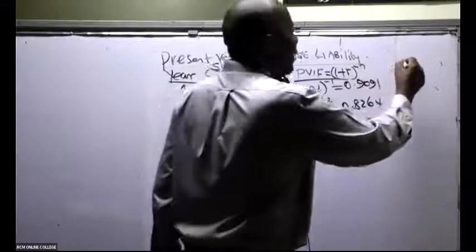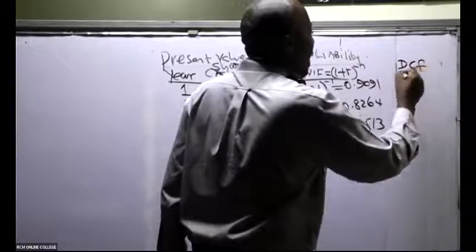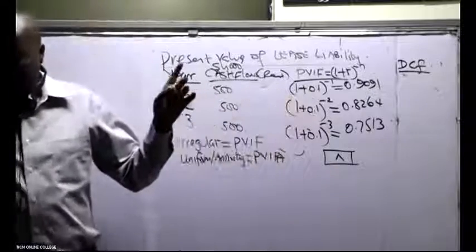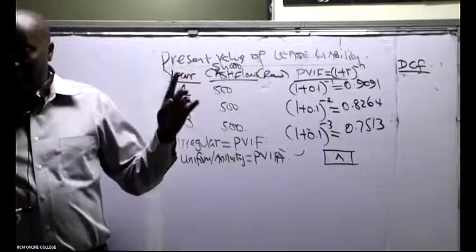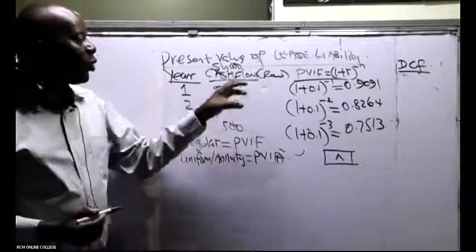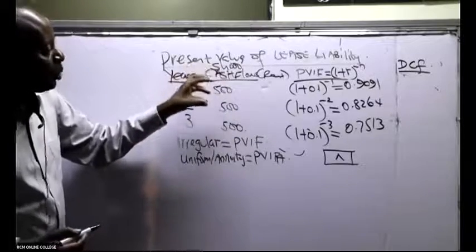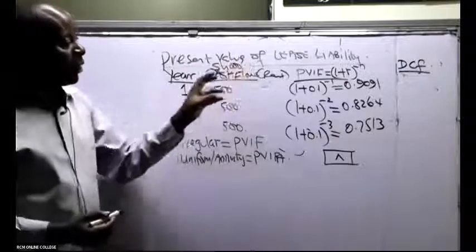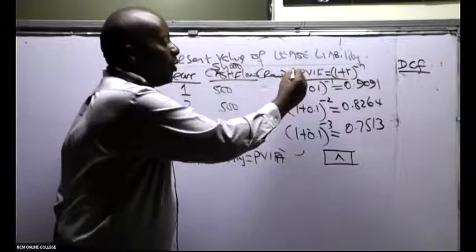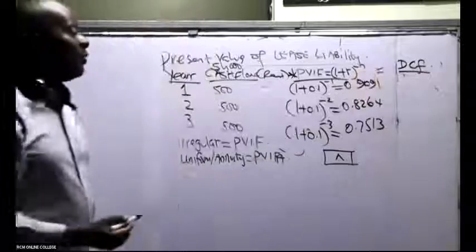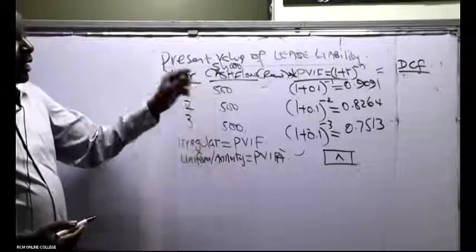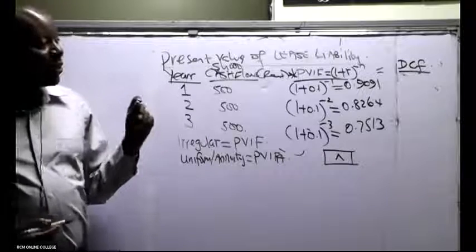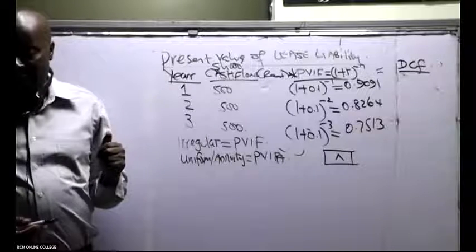And then now you can come and create the last column here for discounted cash flows. Please, you must write that in full. If you're doing this for the very first time, you write there, discounted cash flows. So for discounted cash flows, you take the cash flow, the rent amount you're going to pay here, and you multiply these figures with a PVIF. So we have here 500 times 0.9091. Please give me a figure, please.